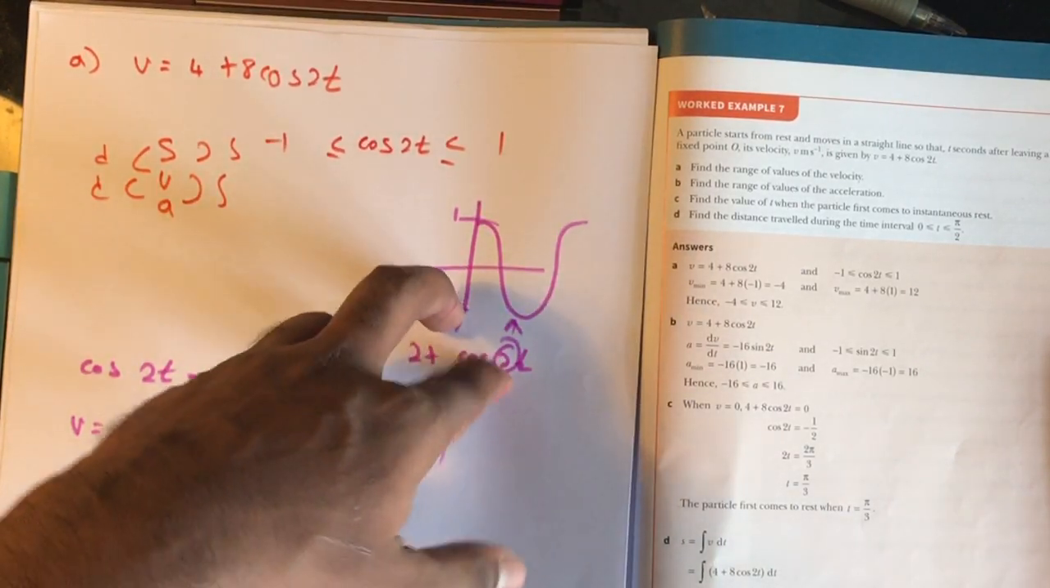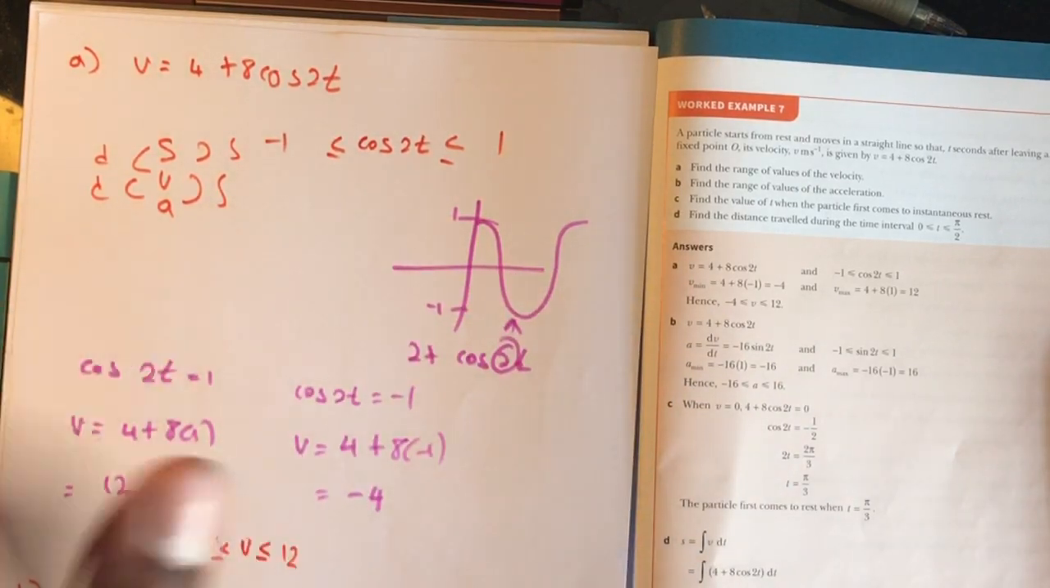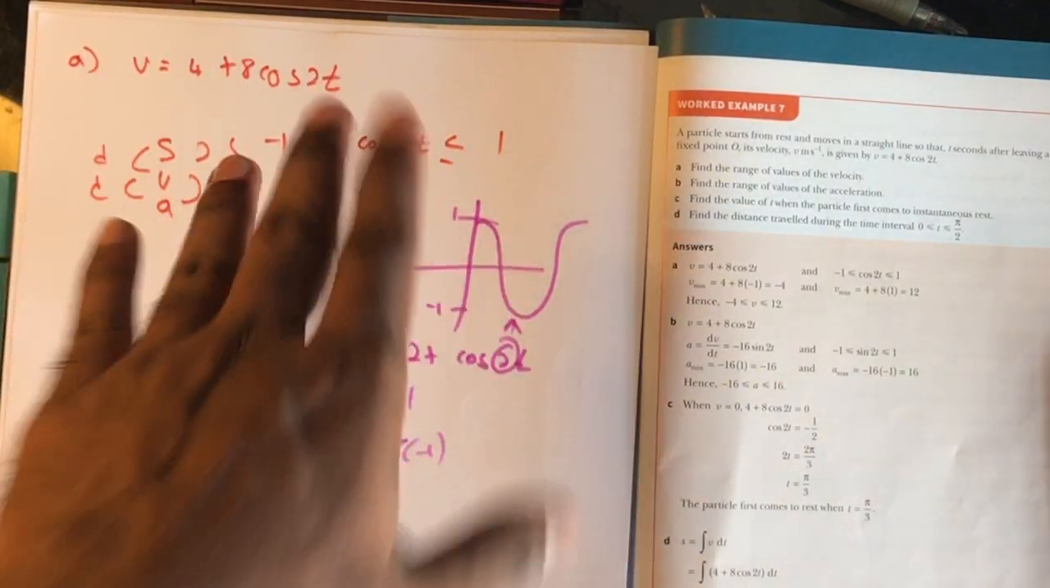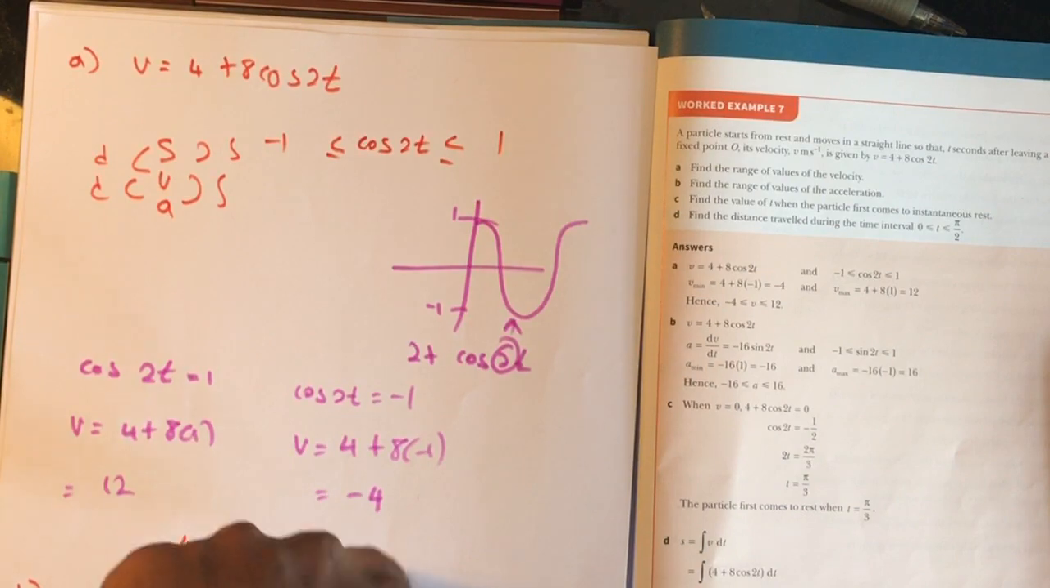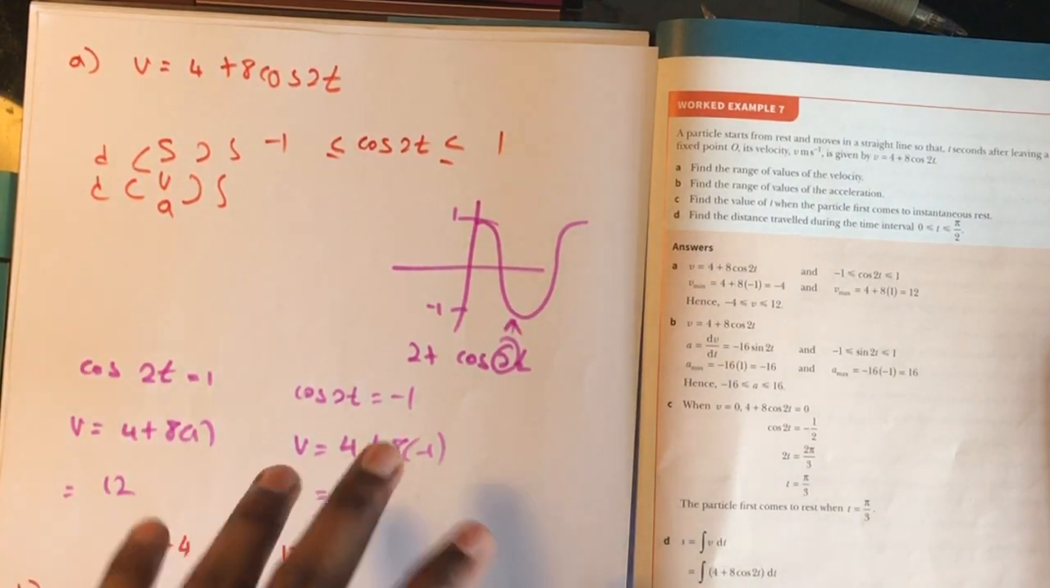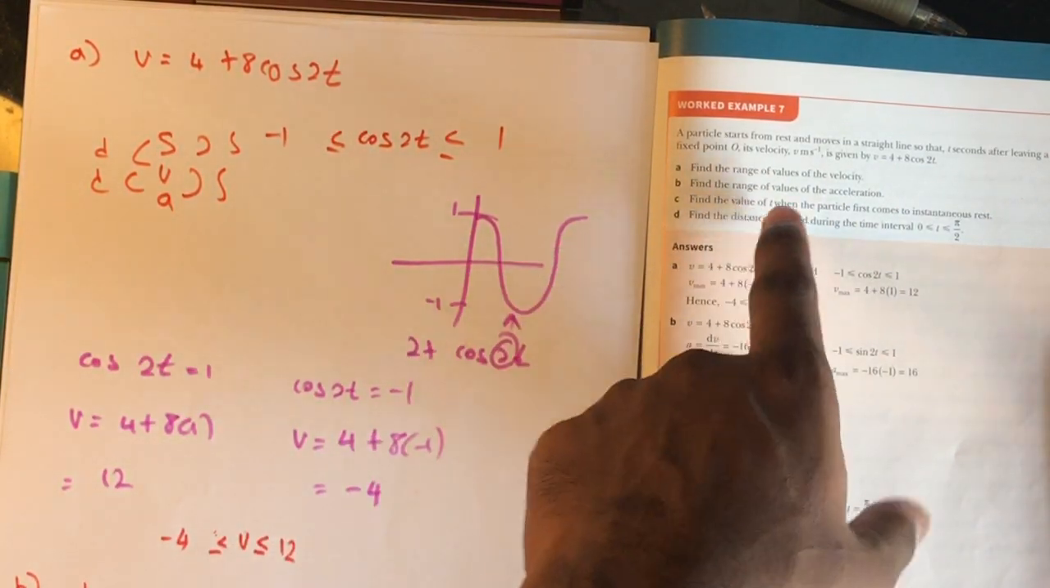I repeat again, I think Miss Catherine already covered this, but I will explain one more time. Usually when you have a cosine function and they ask for the limit, you have to do this step. There's no other way to do it. And then for question B, they ask you to find the range of acceleration.